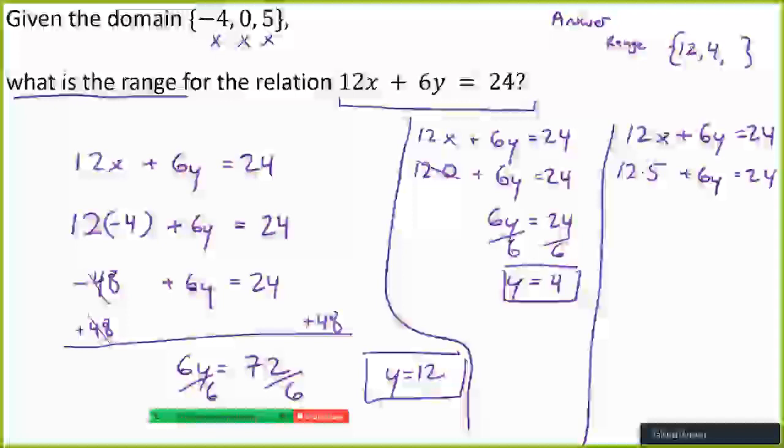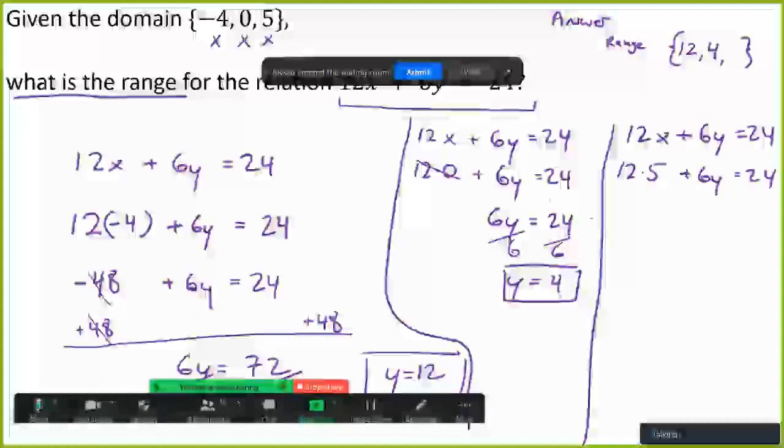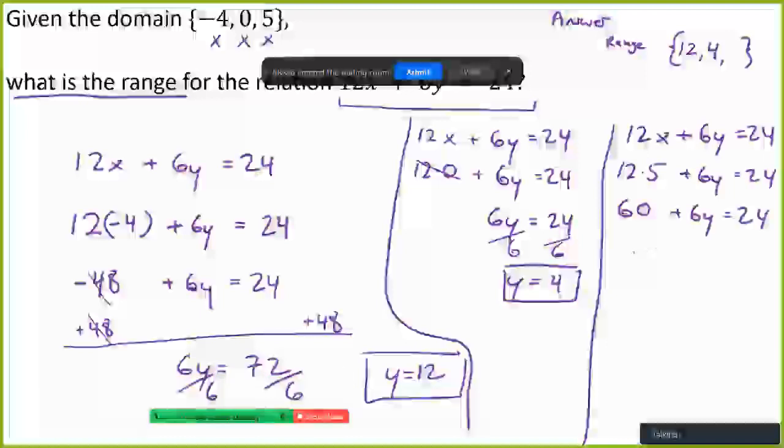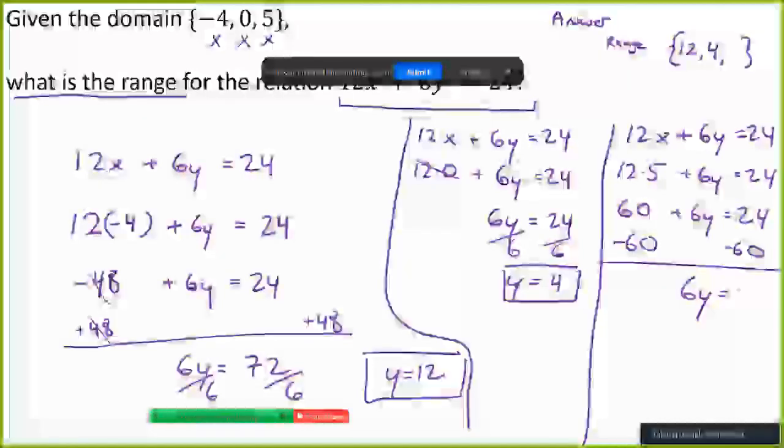I got y equals -6. I think that's right. Good job. Would you mind walking me through that? So 12 times 5 is 60 plus 6y equals 24. And then subtract 60 from both sides. So the 60 and the 24. And 24 minus 60 in my calculator gives me -36. Is that what you got? Yeah. Awesome.